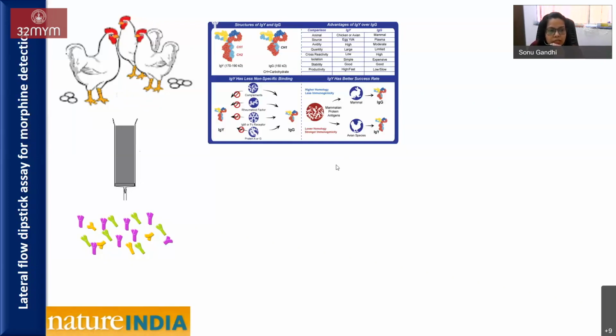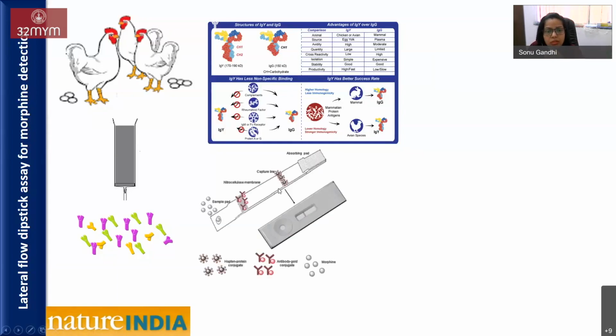And it is very easy to isolate IgY from the egg yolk, and you get more concentration from one egg yolk as compared to the blood. So with this, we developed the lateral flow device, and this is very simple. You put your sample into this sample well, and when it runs through capillary action, it gives you development in the color on the strip, which is your antigen here.